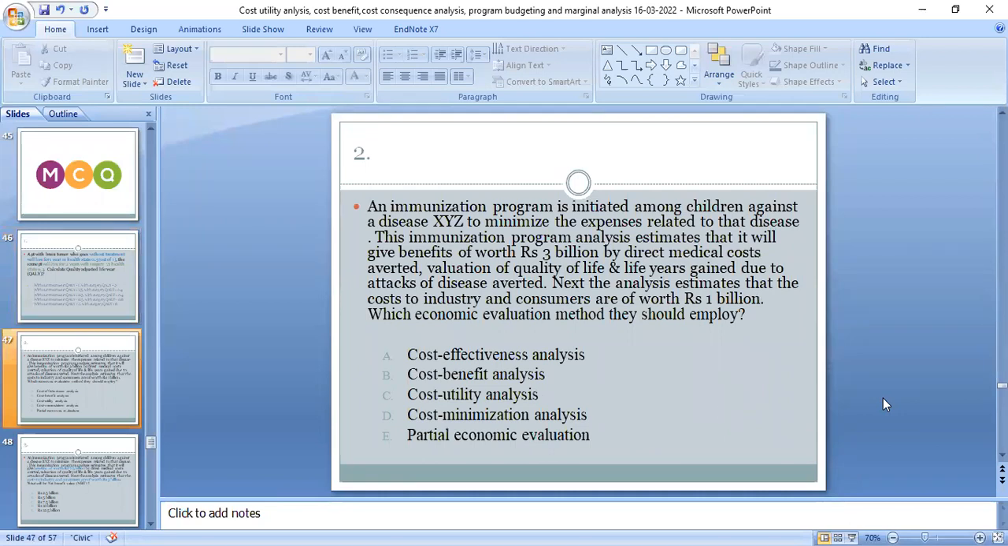Second MCQ: an immunization program is initiated among children against a disease XYZ to minimize the expenses related to that disease. The immunization program analysis estimates that it will give benefits worth rupees 3 billion by direct medical costs averted, evaluation of the quality of life and life years gained due to attacks of the disease averted. Next, the analysis estimates that the cost to the industry and consumers is worth rupees 1 billion. Which economic evaluation method did they use: cost effectiveness, cost benefit, cost utility, cost minimization, or partial economic evaluation? B is the right answer. As both inputs and outputs are in monetary values, so it is cost benefit analysis.